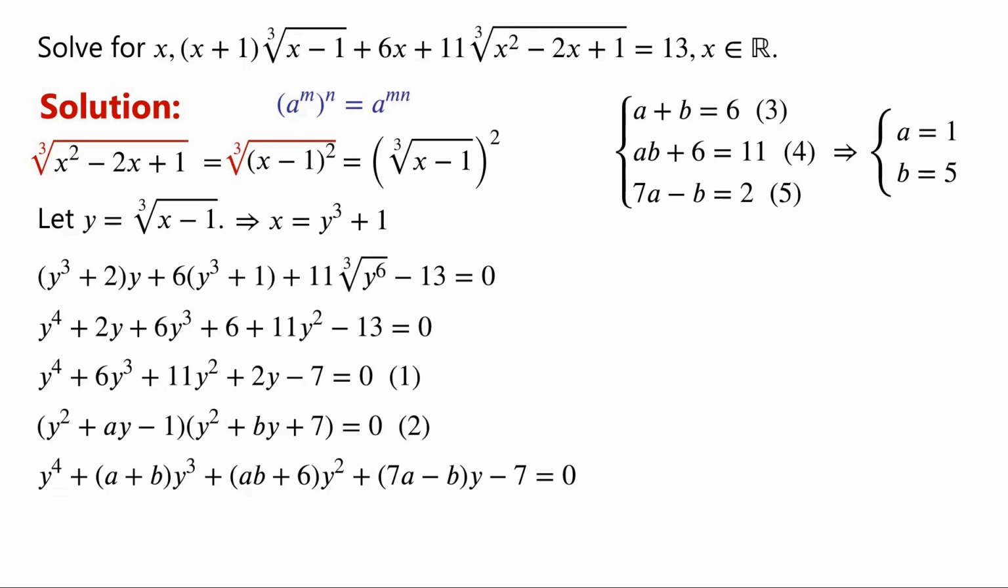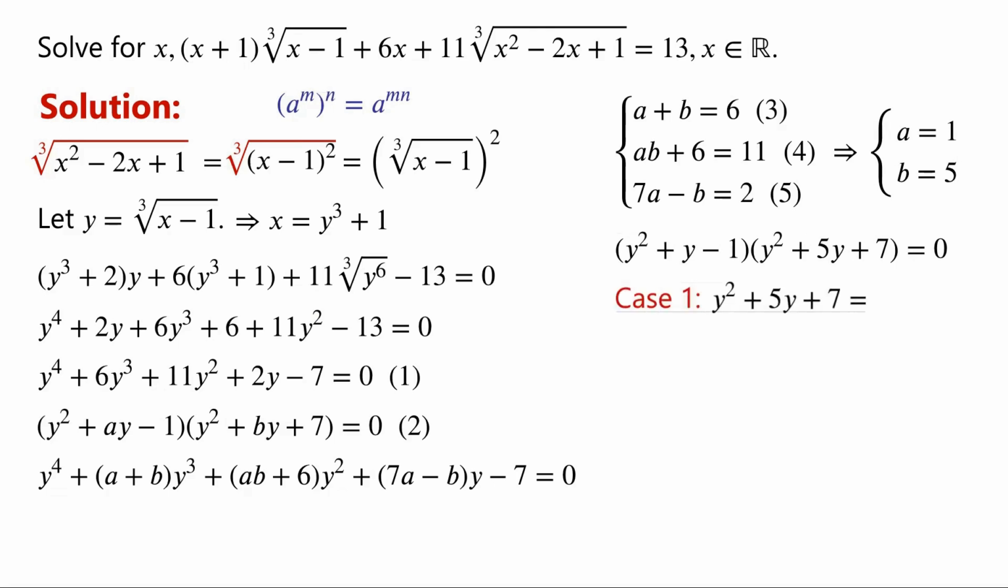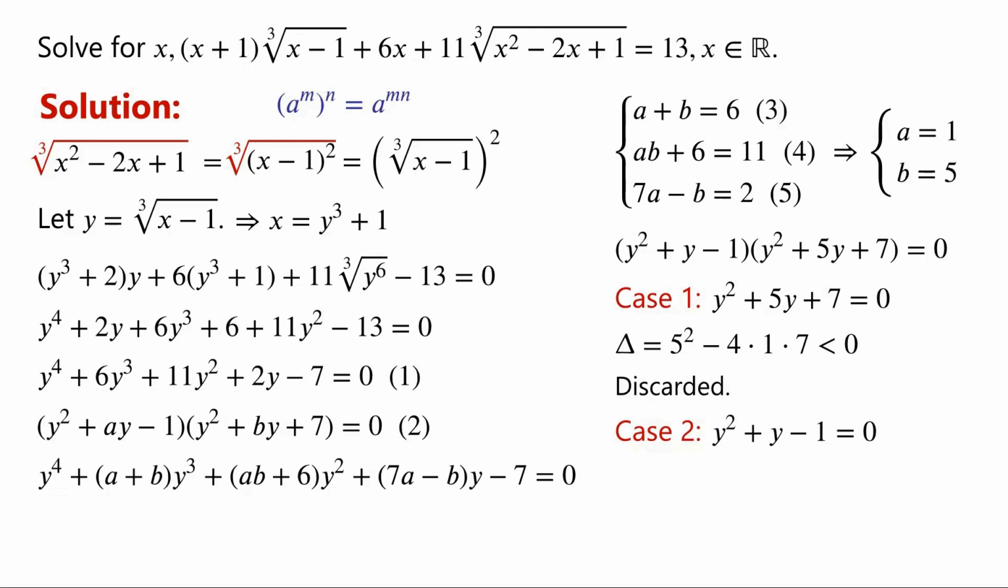So equation 2 can now be written as y squared plus y minus 1, times y squared plus 5y, plus 7, equals 0. The problem is divided into two cases. Case 1, y squared plus 5y, plus 7, equals 0. The discriminant of this quadratic equation is equal to 5 squared, minus 4 times 1, times 7, which is less than 0. So the quadratic equation has no real solutions. So this case is discarded. Case 2, y squared plus y minus 1, equals 0. So y equals negative 1, plus or minus root 5, over 2.